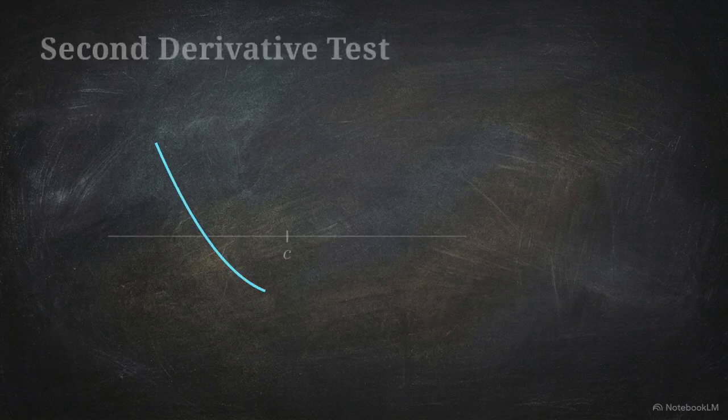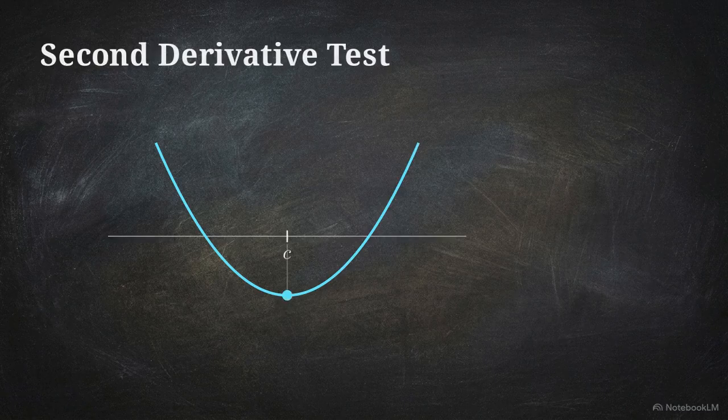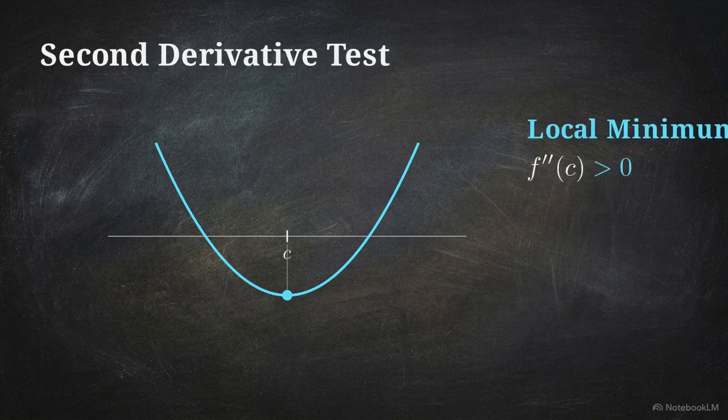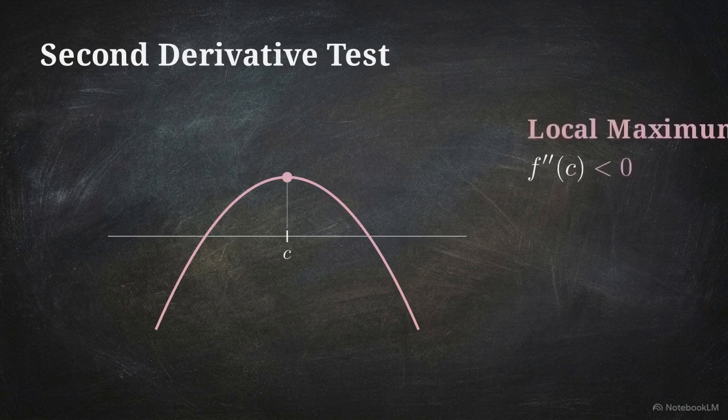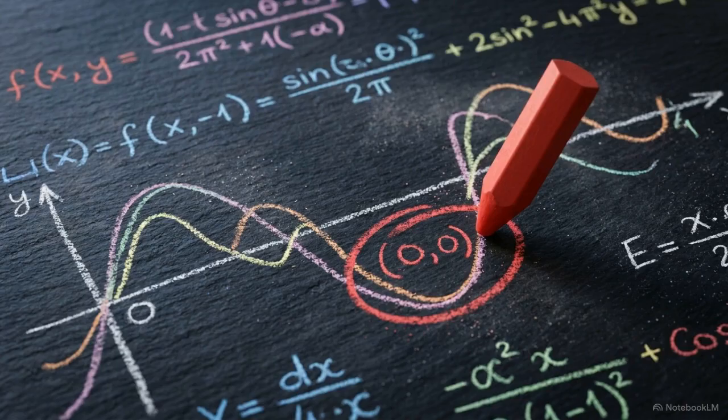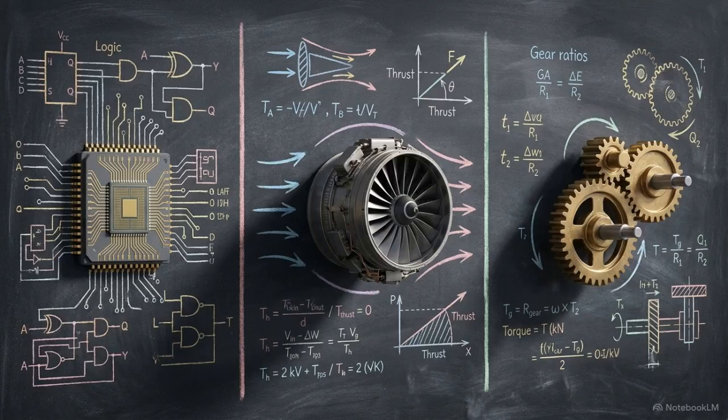We bypass checking surrounding slopes using the second derivative test. Testing concavity directly at the critical point, a positive second derivative confirms a local minimum. Conversely, a concave down curve, yielding a negative second derivative, confirms a local maximum. Locating where the first derivative equals 0 and verifying the concavity with the second derivative provides a universal mathematical framework for locating the perfect state of any system.